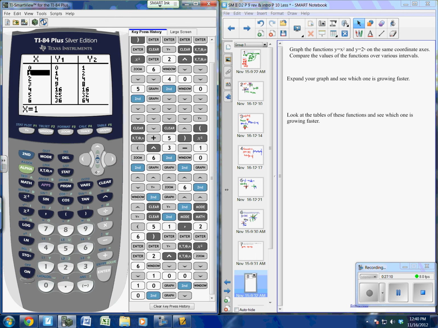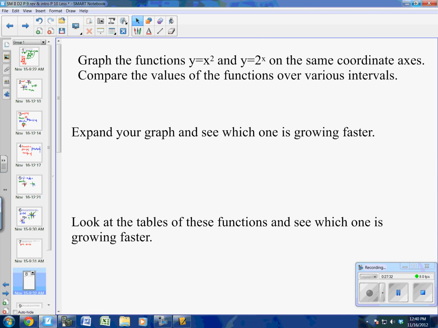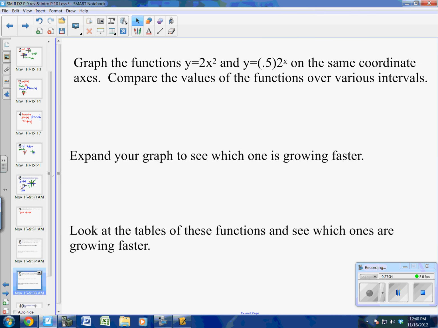If you keep arrowing down, what do you notice? Which one's getting bigger a lot faster? The exponential is. Kind of cool, huh? You can compare those. Which is more valuable in helping you, the graph or the table? Probably the table. Okay, now that you guys know how to do that, I want you to do the same thing with this one right here.